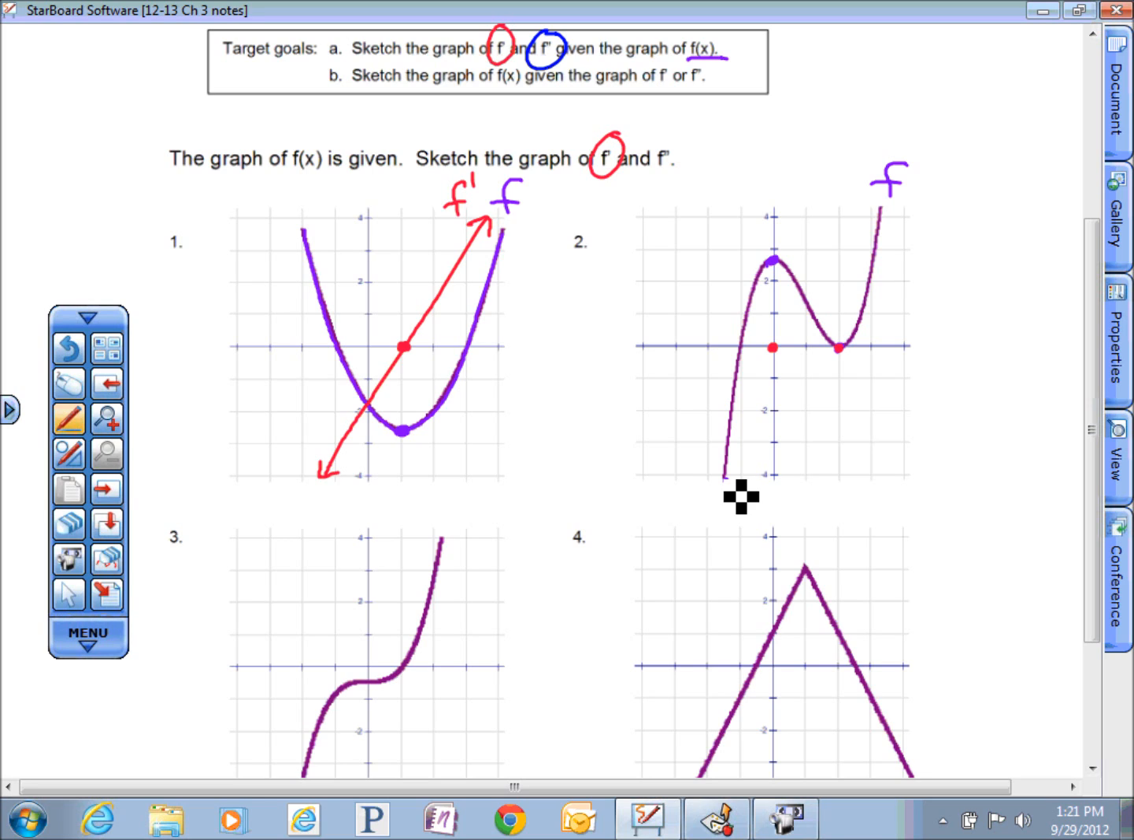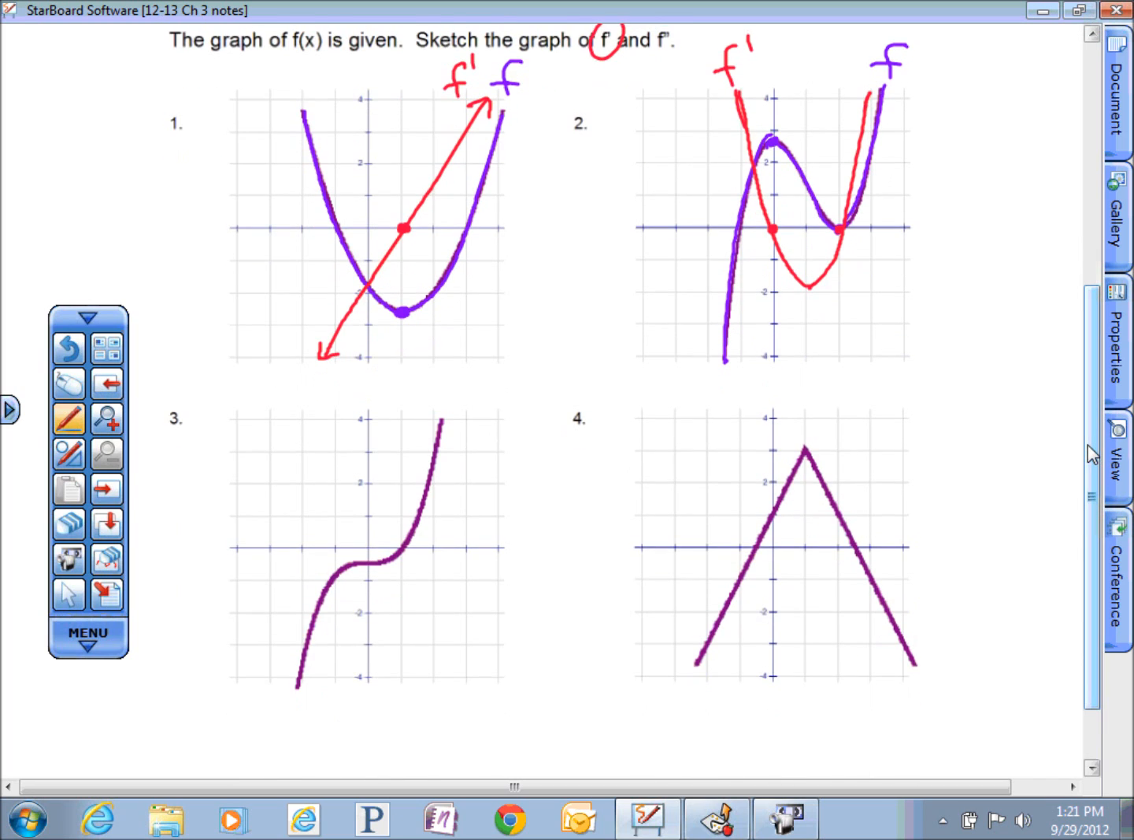Original function is increasing, so the first derivative would have to be above the x-axis. Original function is decreasing, so the derivative would have to be below the x-axis. Original function is increasing, so the derivative function would have to be above the x-axis, and we thought we were going to be creating the graph of a parabola. There we go. There's my f prime. Okay, so there's 2 of them.